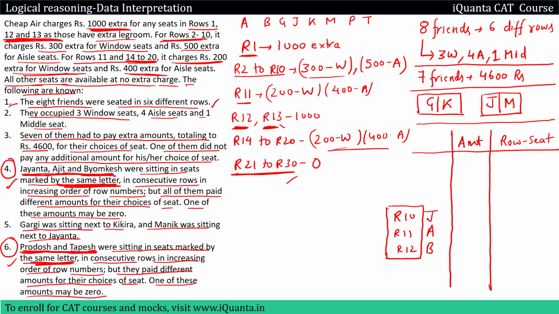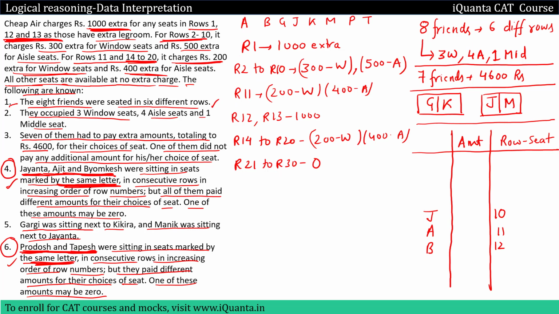If I take Jayant in row 20, then A and B, Ajay, Byomkesh, they must be in row 21 to 30. But again, row 21 to 30 have the same fare rules. So that means the only rows possible for Jayant, Ajay, Byomkesh should be rows 10, 11, 12. So I'll be writing down 10, 11, 12. So this is the very first point that helped us to find out row numbers for these people, okay? We just know their row numbers, not their seat numbers. We do not know the letter of their seat.